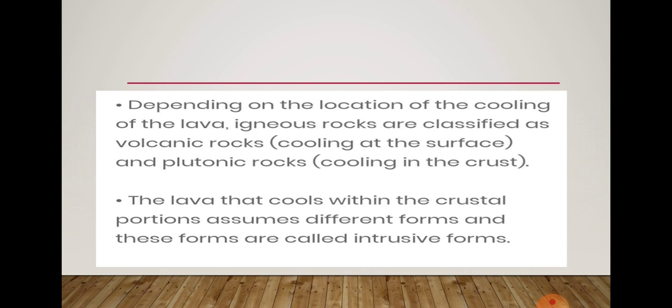Depending on the cooling location of the lava, we have divided igneous rocks into two types. One is the volcanic rock and another one is the plutonic rock. Volcanic rock means the lava cooled at the surface, and plutonic rock means it cools in the earth's crust. Lava that cools within the crustal portion assumes different shapes, and these are called the intrusive forms of volcano or intrusive forms of igneous rocks.